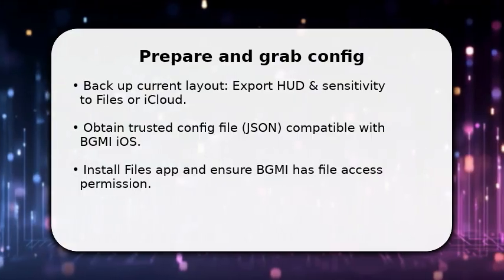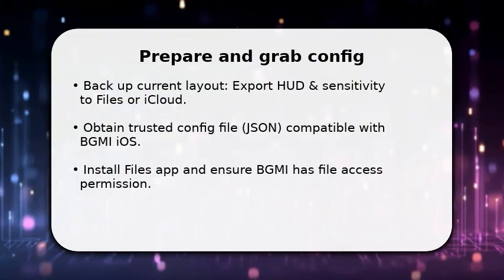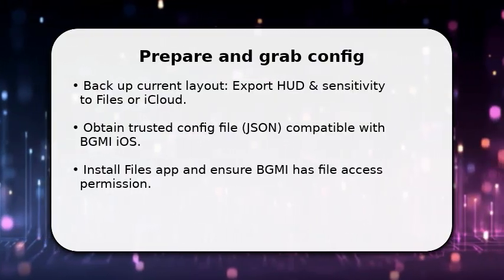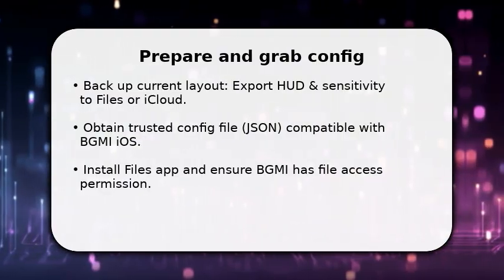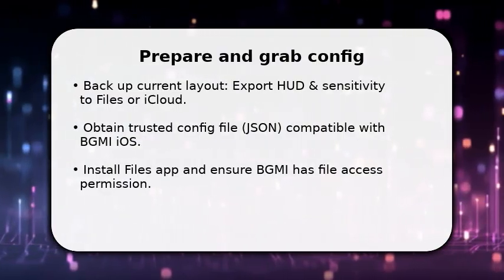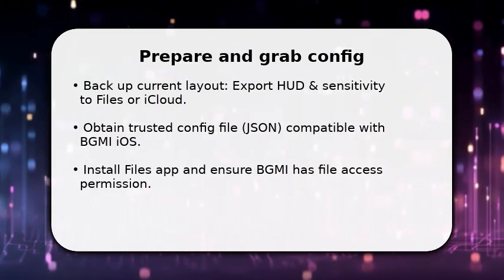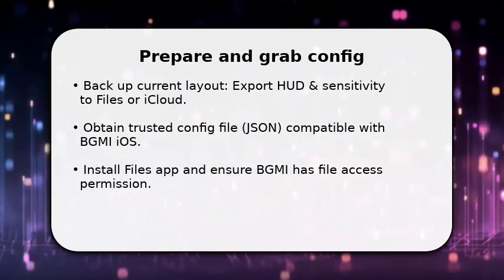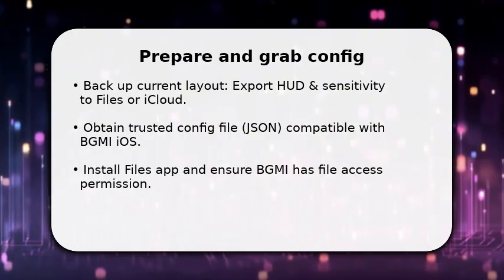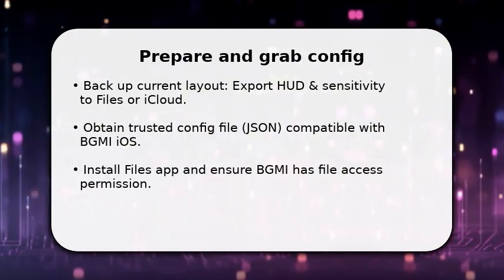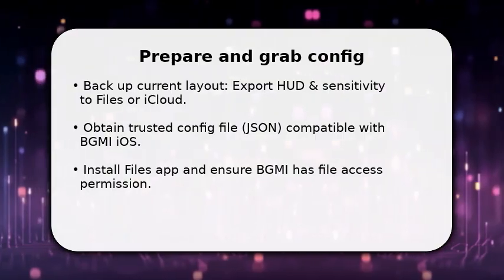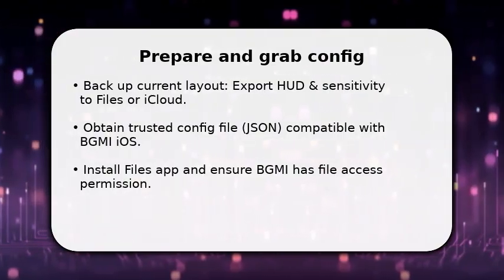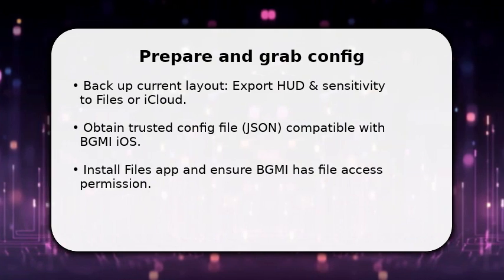You start by securing what you already have. Export your current HUD and sensitivity to Files or iCloud so you can revert. Next, place the trusted JSON config into the Files app where BGMI can reach it. Make sure the file name is clear. Once done, confirm BGMI has permission to access files and that your game is updated. These first steps prevent data loss and ensure the import will target the correct layout and sensitivity slots.